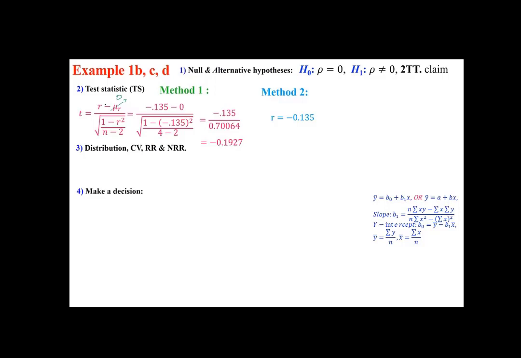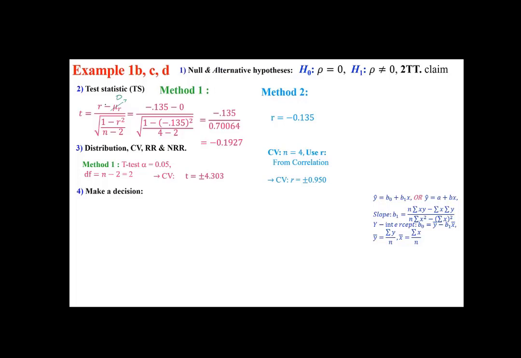What about critical value? Well, if you go with the t-test, alpha is 0.05, degrees of freedom of n minus 2, or 4 minus 2 equals 2, results in the following numbers, plus minus 4.303. What about method 2? Method 2, you use the table. You've seen the table already. Alpha is 0.05, n is 4, and the table gives you plus minus 0.950.